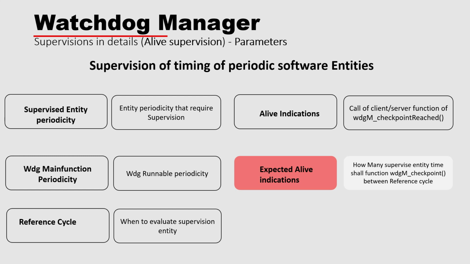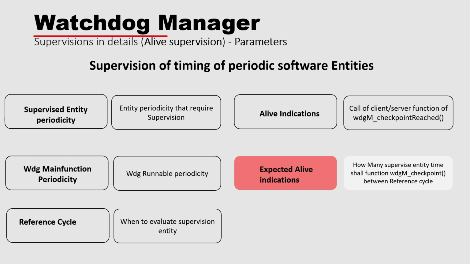For example, as we said, we have a 10 millisecond runnable, and we do the reference cycle at 100 milliseconds. So what will be the expected alive indication in a perfect world? It will be 10, because the 10 milliseconds runnable will run 10 times in the 100 milliseconds. So it will set the counter to 10. At this reference cycle, it will check whether 10 cycles have occurred or not. If the counter increased by 10, this entity or runnable is behaving correctly. But this is in a perfect world.